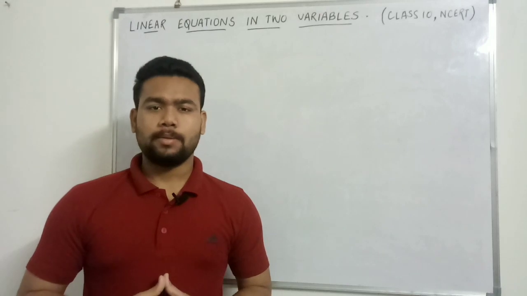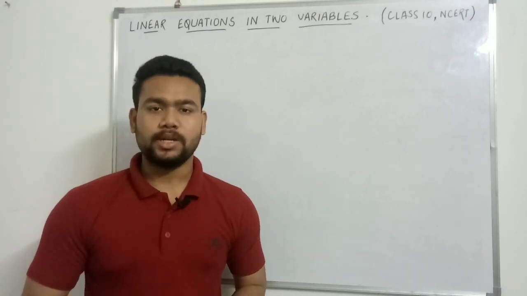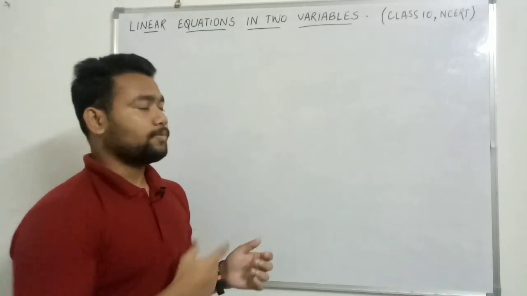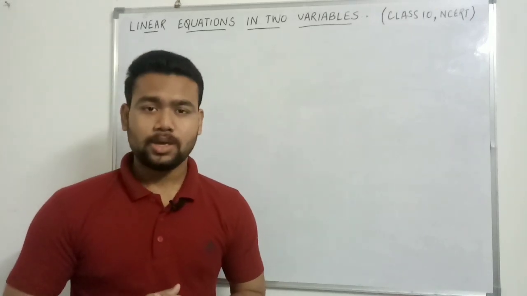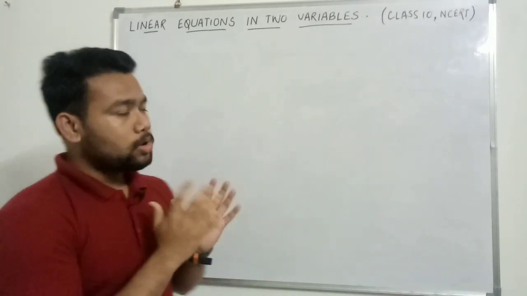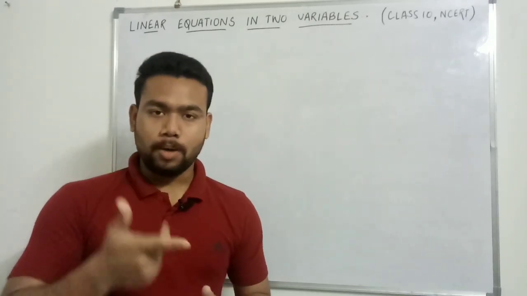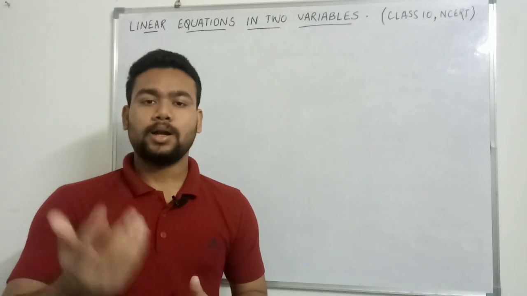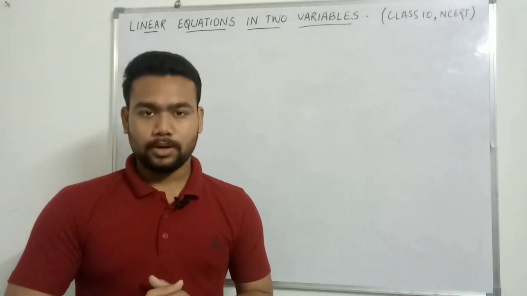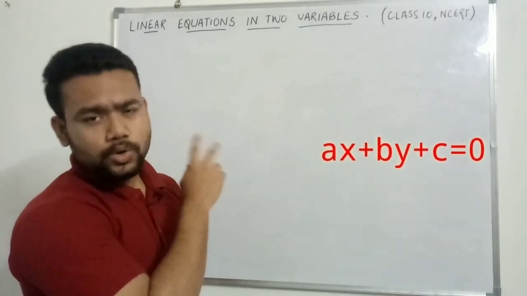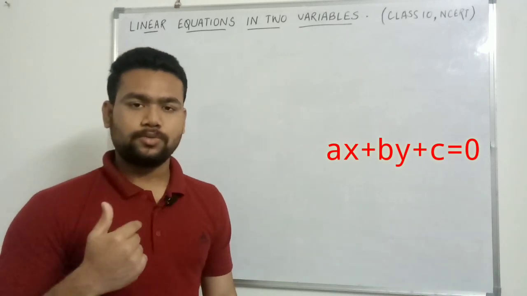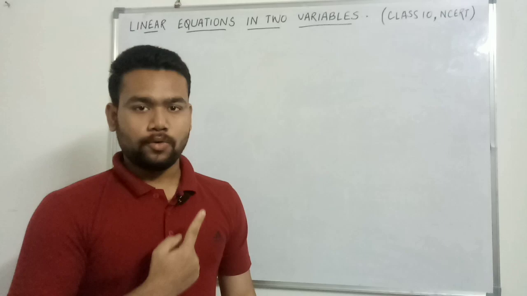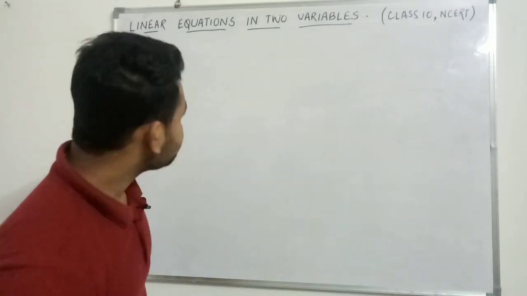Today we'll be learning about linear pairs of equations in two variables. I hope you all are familiar with this chapter from class 9, right? This whole chapter is based on two types of problem. One is the theoretical one, and the other is the solving problem, meaning solving equations. Two equations will be given and you just need to find out their roots. So let's go for the chapter.